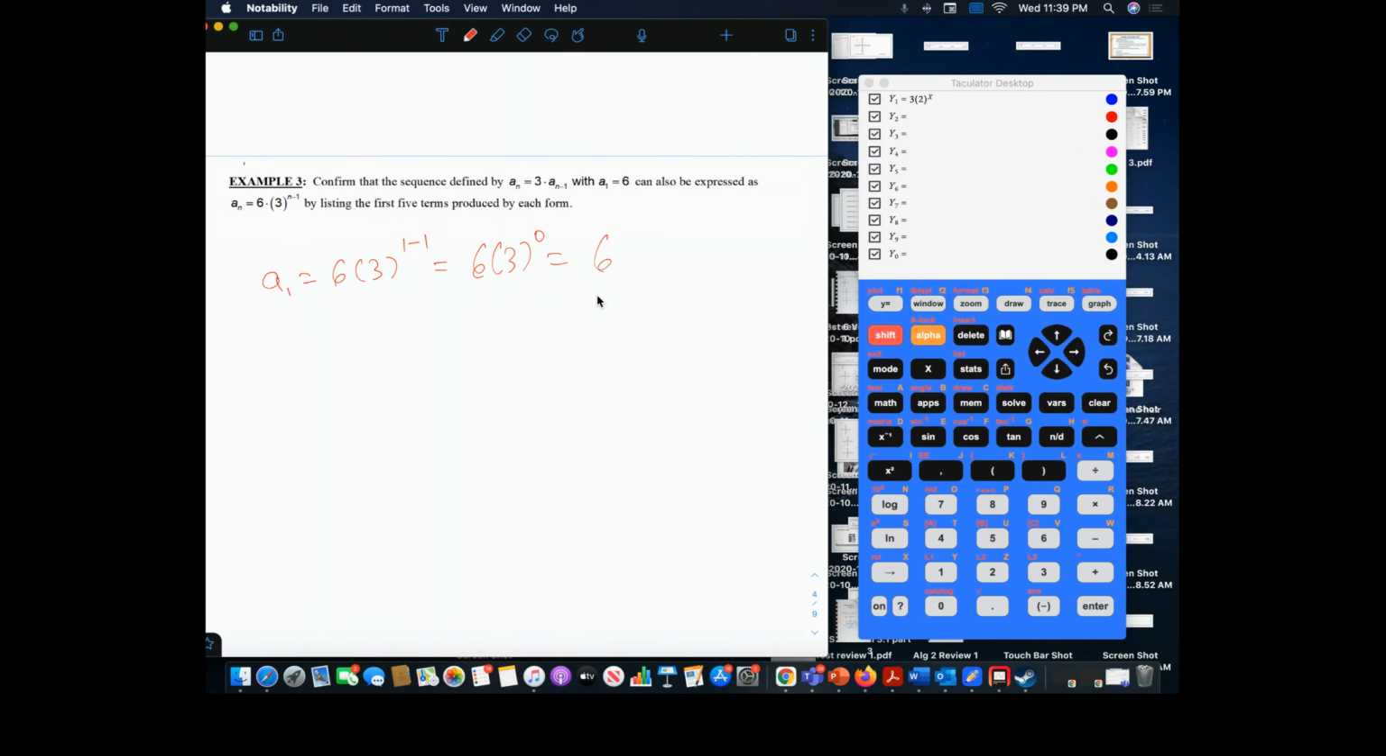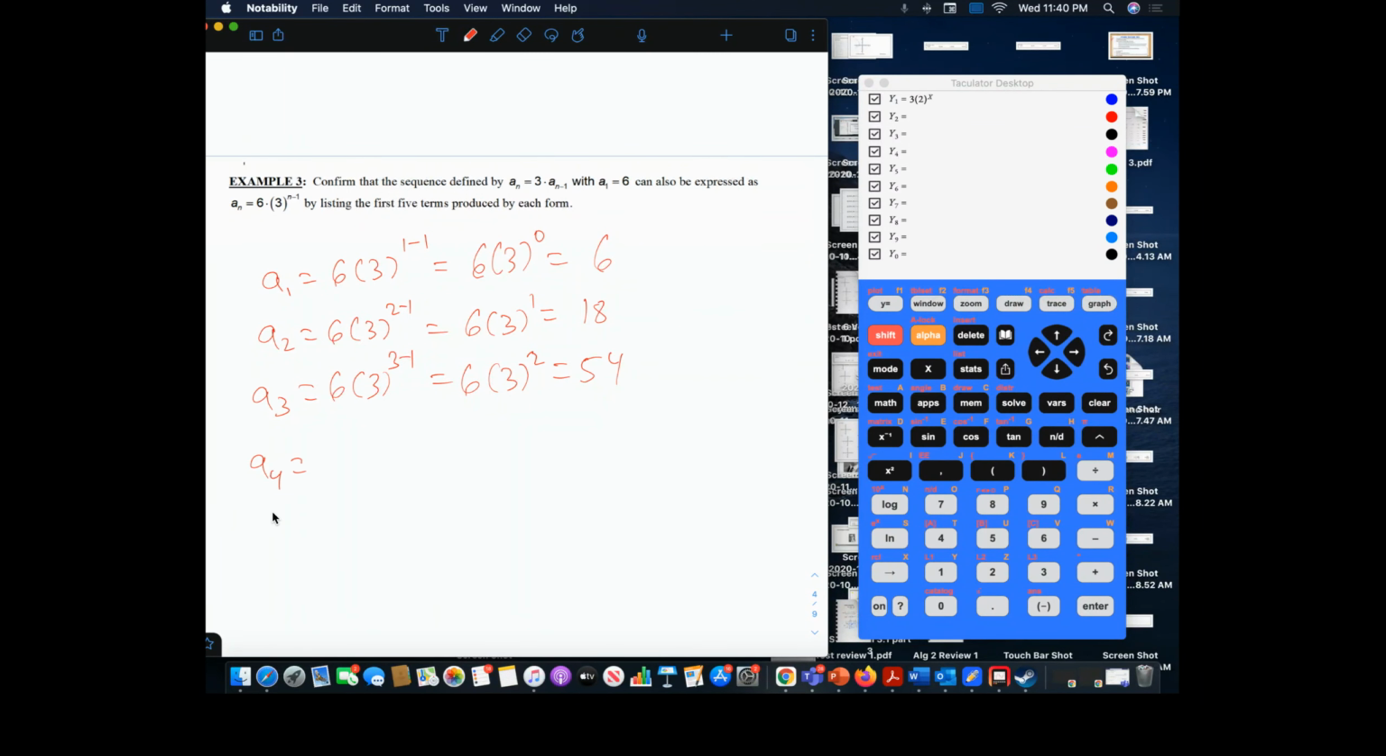Exponents come before multiplication. So this gives me 6, and then we'll do a2, which is 6 times 3 to the 2 minus 1, which is 6 times 3 to the 1, which is going to be 18. And we can see that this is an old friend, 6 times 3 to the 3 minus 1, which is going to be 6 times 3 squared. So that's 9 times 6, which is 54.